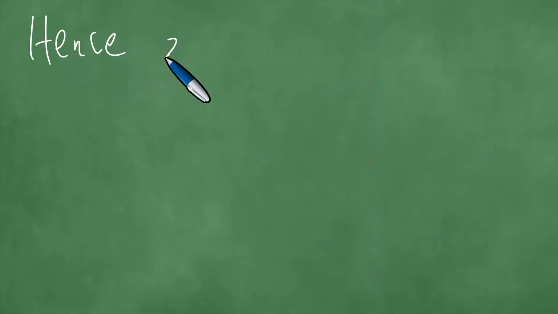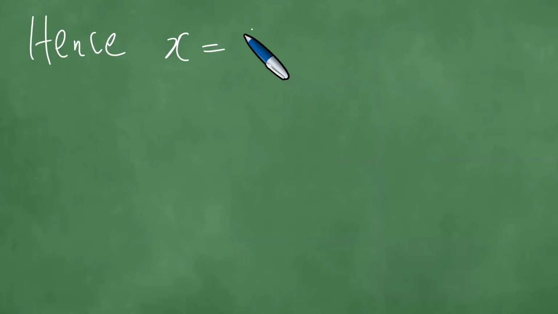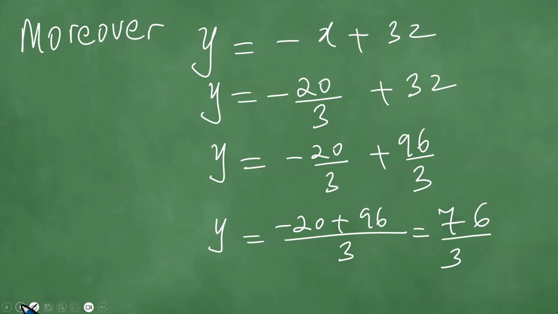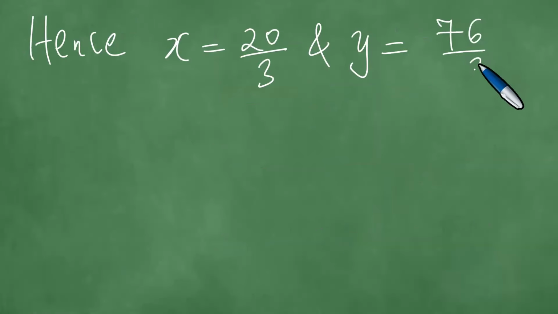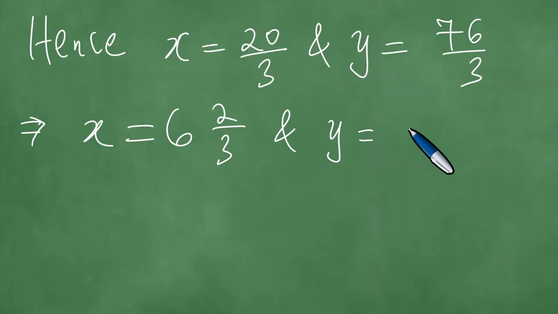So x equals 20 out of 3, and y equals 76 out of 3. Upon careful examination of these two results, x can be written as 6 2/3, and y can be written as 25 1/3, like so.